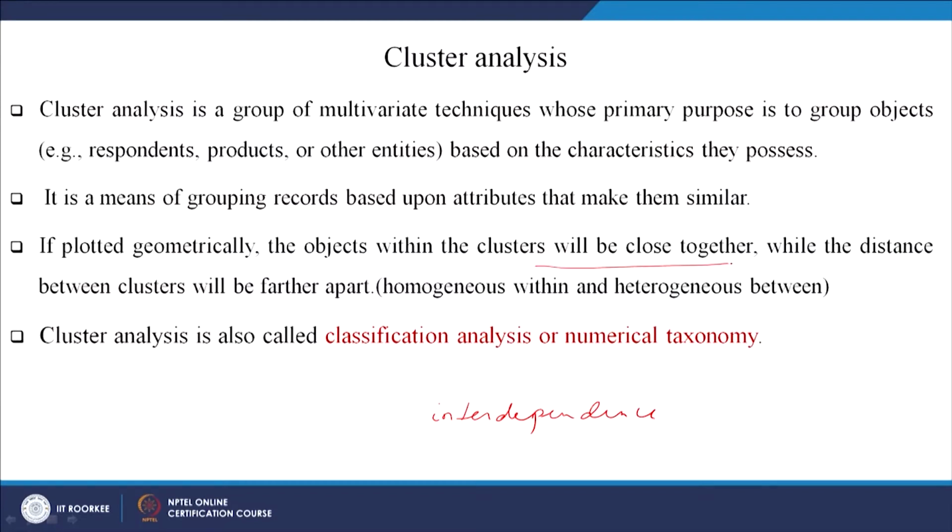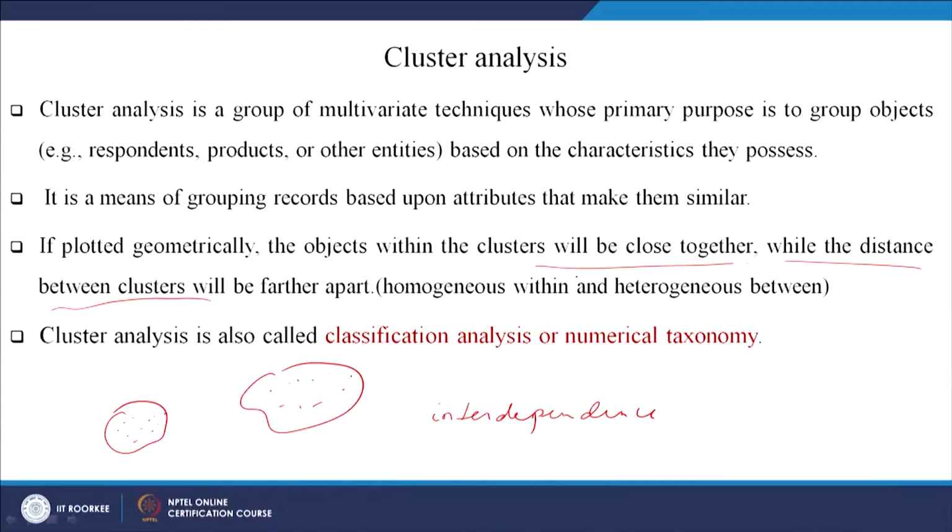If plotted geometrically, the objects within the clusters will be close together, while the distance between the clusters will be farther apart. If there are two clusters, let us say cluster 1 and cluster 2, the data points within the clusters are as homogeneous as possible, and two different clusters are as far apart as possible. So, there is a clear-cut distinction: homogeneous within the cluster and heterogeneous between clusters. Cluster analysis is also called classification analysis or numerical taxonomy.